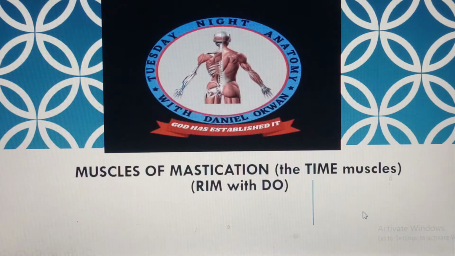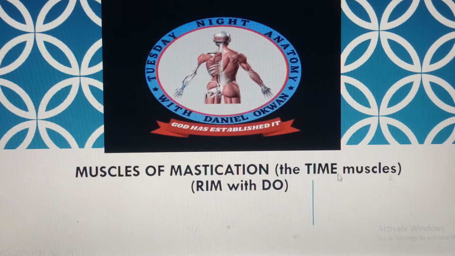Today's section, I want to take you through muscles of mastication. These muscles of mastication are actually four, and with the mnemonic TIME, you'll be able to know them. T in TIME represents the temporalis muscle, I for internal pterygoid or medial pterygoid, M for masseter muscle, and E for external pterygoid or lateral pterygoid muscle.